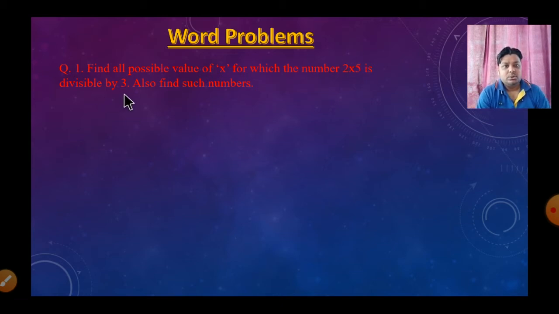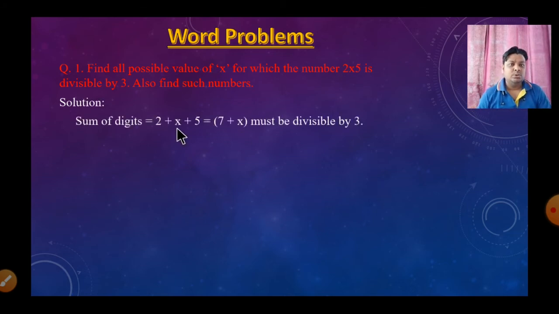Okay, so how can we find it? Because here in between there is a variable. But we know the divisibility rule of 3, that the sum of all the digits is divisible by 3. So at first we will add all the digits. Here you can see the constant term and the variable are both given. The variable is x. So 2 plus x plus 5 is equal to 7 plus x. We cannot add the variable with the constant, so we write it as 7 plus x. But it is clearly mentioned that this number is divisible by 3. It means 7 plus x must be divisible by 3.